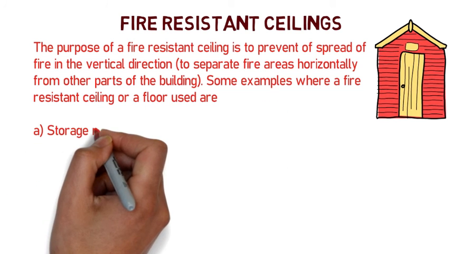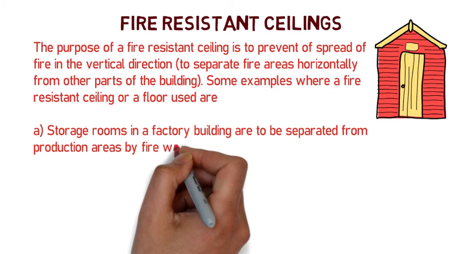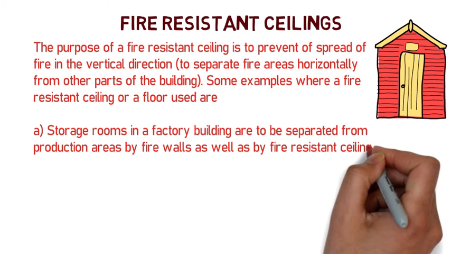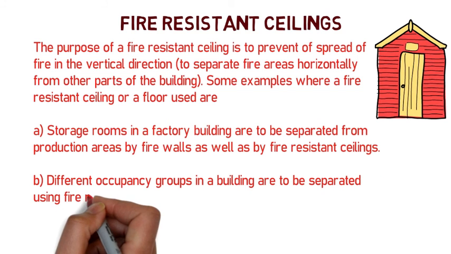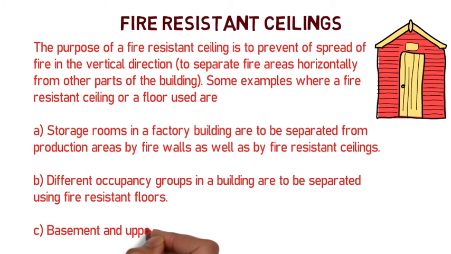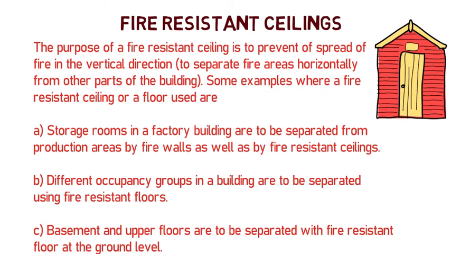Some examples where a fire resistant ceiling or a fire resistant floor is used are: first one, storage room in a factory building are to be separated from production areas by firewalls as well as by fire resistant ceilings. Different occupancy groups in a building are to be separated using fire resistant floor. Basement and upper floors are to be separated with the fire resistant floor at the ground level.